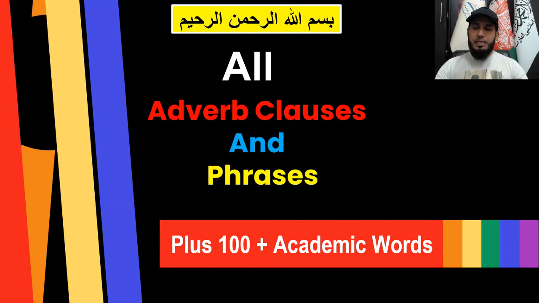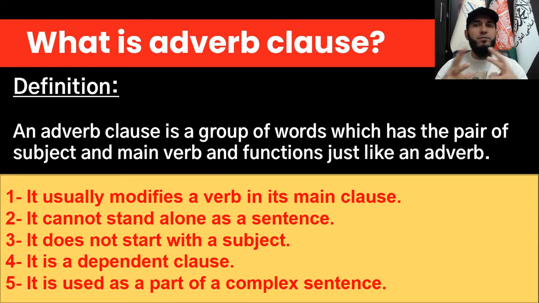So be patient. First of all, what is an adverb clause? Look, an adverb clause is a group of words which has the pair of subject and main verb and functions just like an adverb. If you are an English student, I'm pretty sure that you know what the function of an adverb is. An adverb describes a verb, an adjective, or another adverb in a sentence. So an adverb clause also functions exactly in the same way. But I would say that most commonly adverb clauses describe verbs and their main clauses.